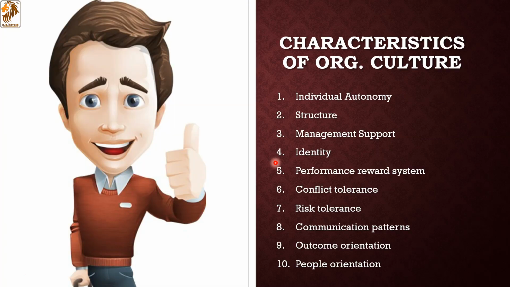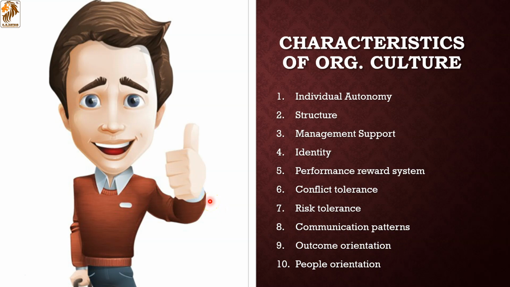So let's move on. Today we will see the characteristics. There are basically 10 characteristics, which I will go through in a fast-forward manner. The 10 characteristics are as usual: individual autonomy, structure, management support, identity, performance reward system, conflict tolerance, risk tolerance, communication patterns, outcome orientation, and people orientation.